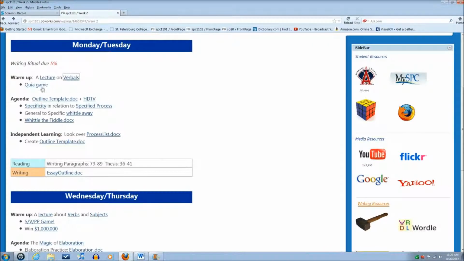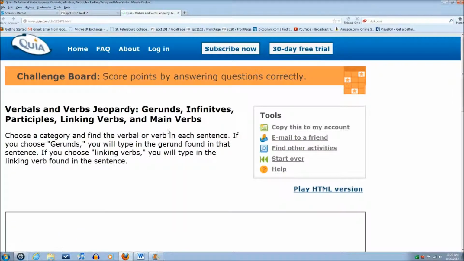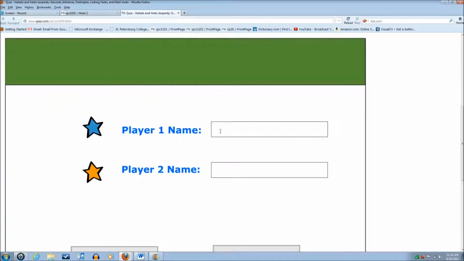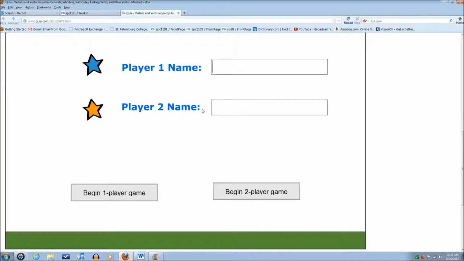Running, to win. Look like verbs, but they are not verbs. That should help you when you actually play the game because, again, you don't have to really know the difference between gerunds, infinitives, and participles. Just put your player name in here. You don't even have to put your real name.